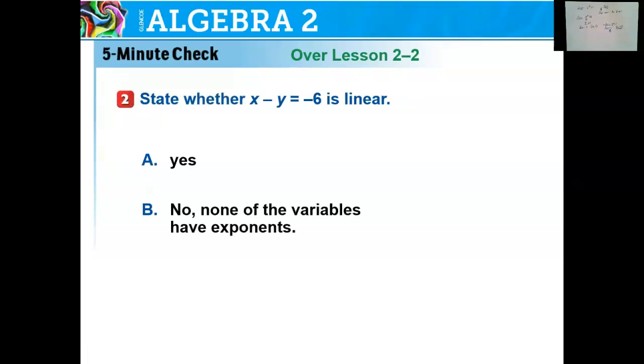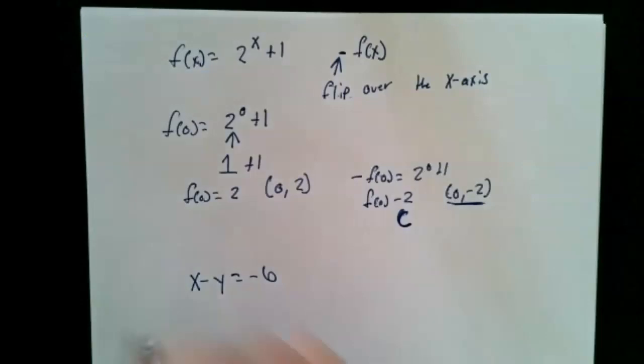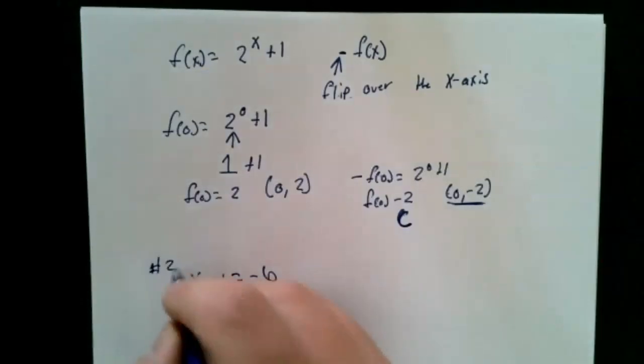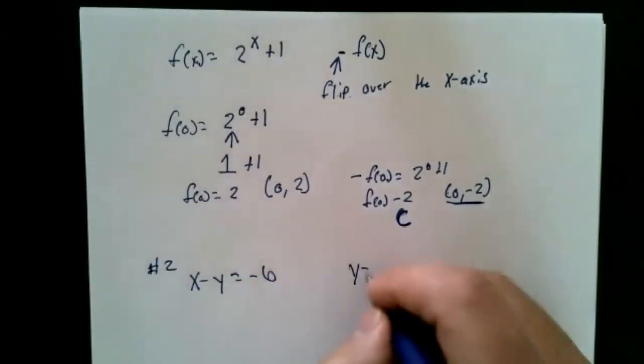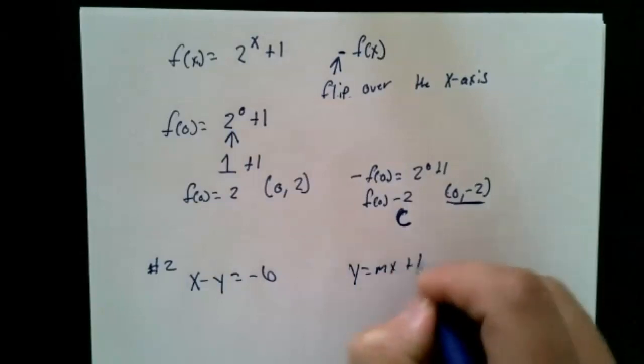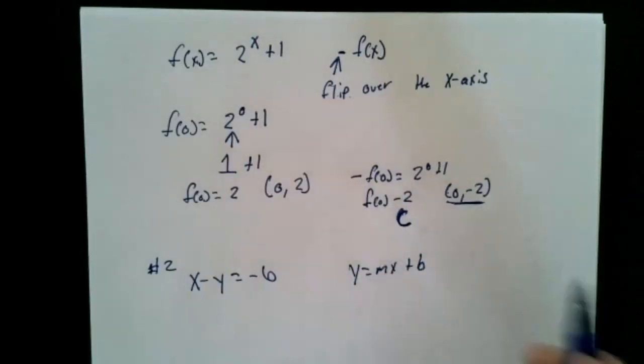Okay, the next one. State whether x minus y is equal to a negative 6 is linear. With this question, we have x minus y equal to a negative 6. The main way that we express linear functions is to try to get it into the form y equals mx plus b, or we want to be able to solve for y.